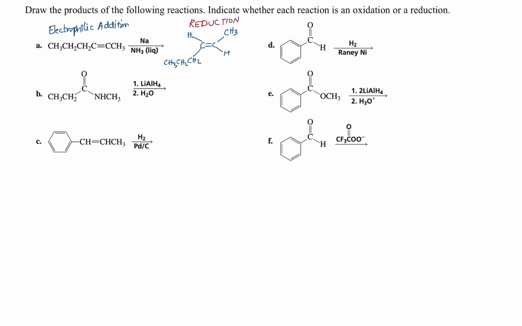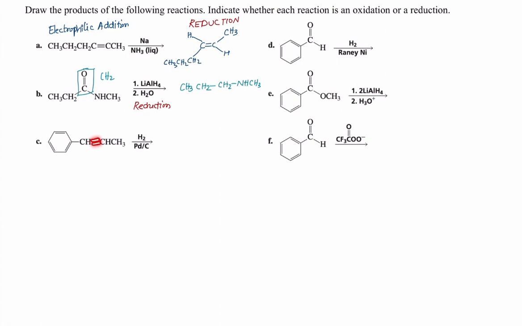In the next reaction, we have an amide. The amide is reacted with lithium aluminum hydride followed by addition of water. Now, lithium aluminum hydride is a strong reducing agent, so this is again going to be reduction. Let's identify the product that will be obtained. Here, this carbonyl group will be reduced to a CH2 group. So therefore, you are going to get an amine, a secondary amine. This is reduced to a CH2 group. Let's go on to the next reaction.